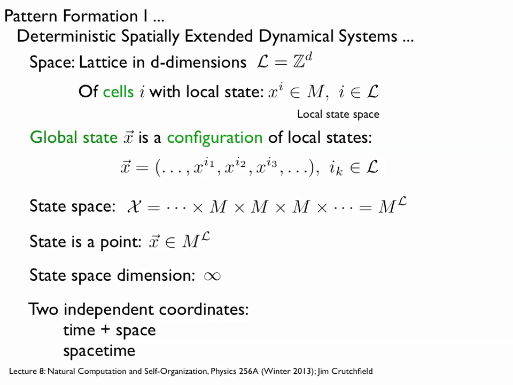So we need to make a distinction here between the local states of the system and the global state, which is the entire spatial configuration. So it's called the global state, the configuration of all the local states. Well, the notation gets kind of messy here, but anyway, what I mean by x vector, or sometimes I'll use s bold as in cellular automata, is just some big list of the local states for each lattice site.